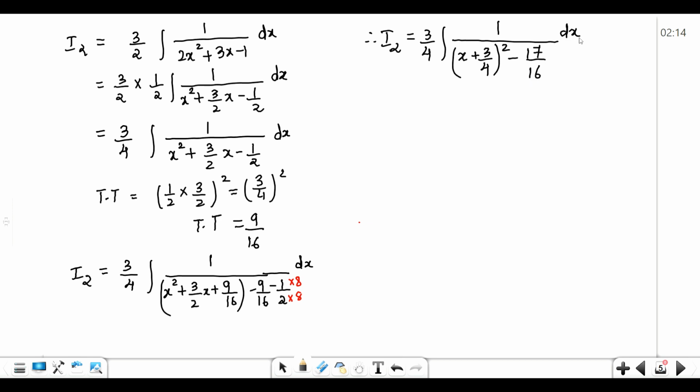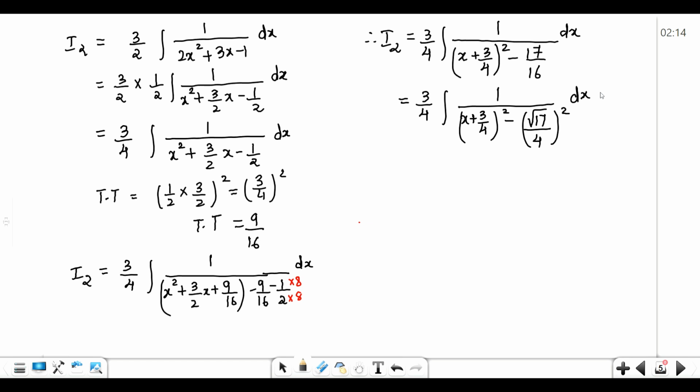Okay, so this will be 3 by 4 1 upon (x plus 3 by 4) the whole square minus, you have to write this also in the square form, (square root of 17 upon 4) the whole square. Now if you can see, this is in the form of 1 upon x square minus a square. Okay, so we will apply the formula that I have shown you. The same thing that we are going to do here.